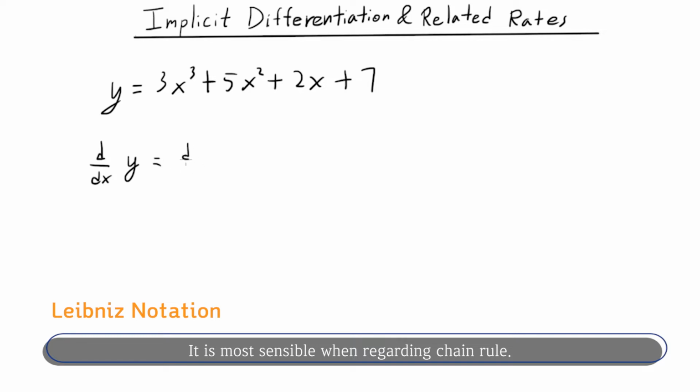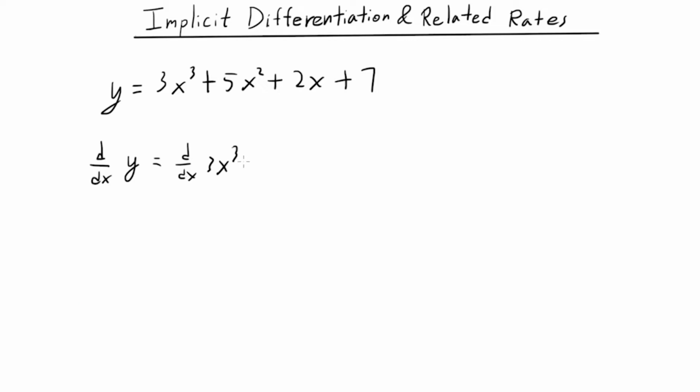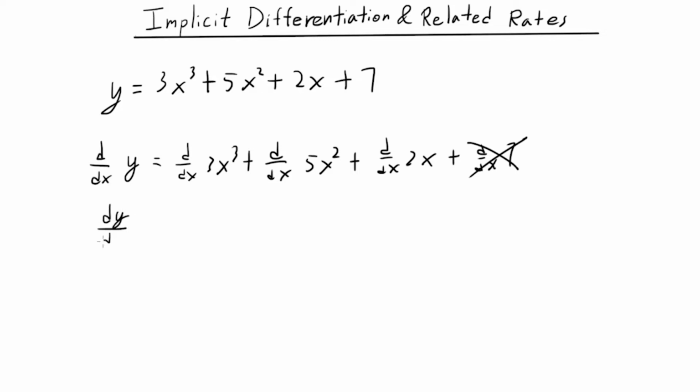For y, doing that, d dx for 3x cubed plus d dx for 5x squared, d dx for 2x, and d dx for 7. As we already know, the constants are gone, and this one, y, is going to be differentiated, leaving behind only the coefficient of 1. But at the same time, we're differentiating y in terms of x, so we're going to have to say there was a y differentiation in terms of x. That's what that would mean.